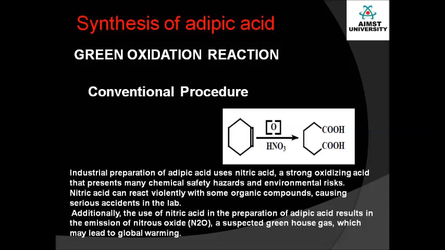Industrial preparation of adipic acid uses nitric acid, which is a strong oxidizing agent that presents many chemical safety hazards and also environmental risks. Nitric acid can react violently with other organic compounds, causing serious accidents in the lab. Additionally, the use of nitric acid in the preparation of adipic acid results in the emission of nitrous oxide. It is suspected that nitrous oxide is a greenhouse gas which may cause global warming.